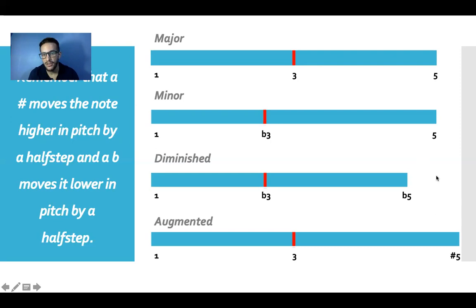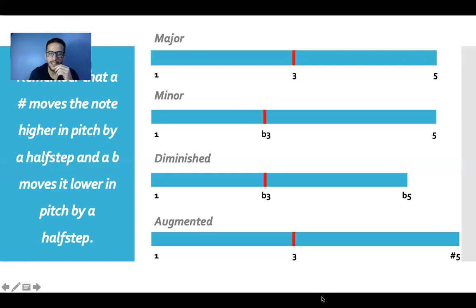So the flat 5 is going to move before. So the distance between 1 and 5 is going to be bigger than the distance between 1 and flat 5. Okay, so we have 1, 5, but then it's 1 and flat 5. The same thing as 1 and 3 and 1 and flat 3.